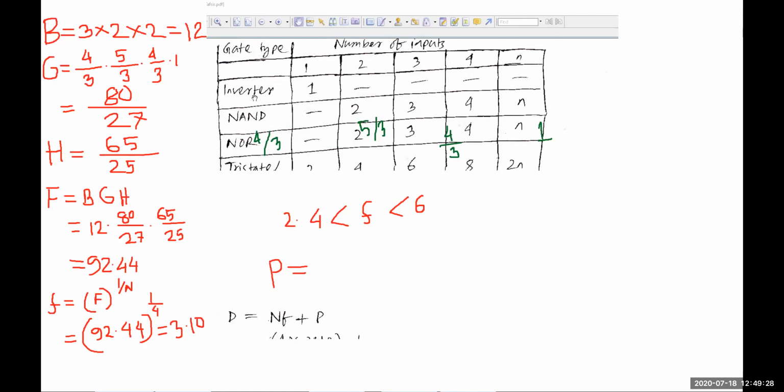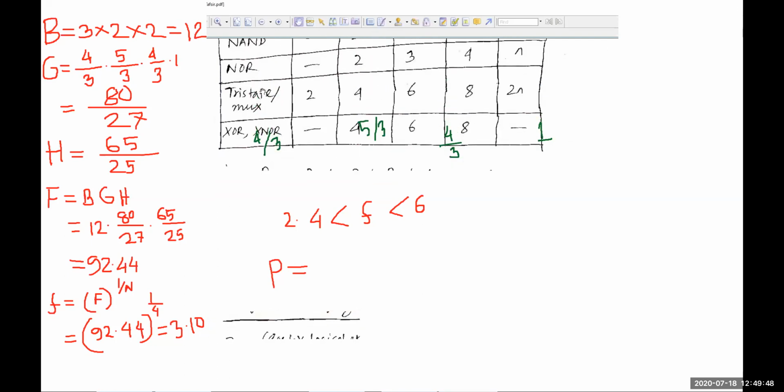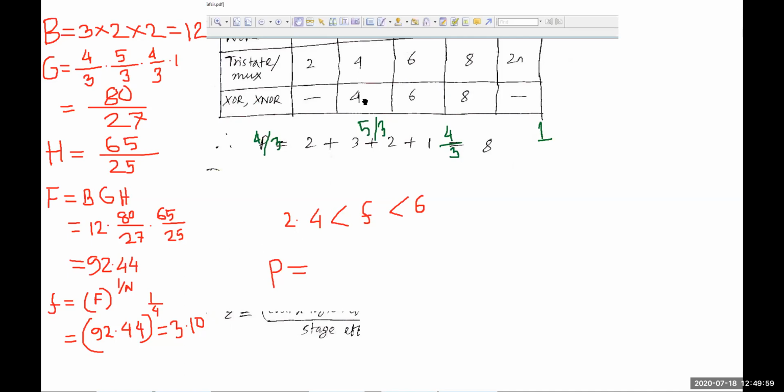At first, inverter, that means not gate. Your input is 1, so your delay is 1. For NAND gate, if your input is 2, delay is 2. If your input is 3, delay is 3. For 4, 4. For N, it is N. For NOR gate, same: 2, 3, 4, N. That means the number of inputs is equal to the delay. Now come to the tri-state. If your input is 1, your delay is 2. For multiplexer, if your input is 2, your delay is 4, 6, 8, 2n. For XOR gate and XNOR gate, your input is 2, your delay is 4, because those are complicated gates. More complicated gate means more delay.